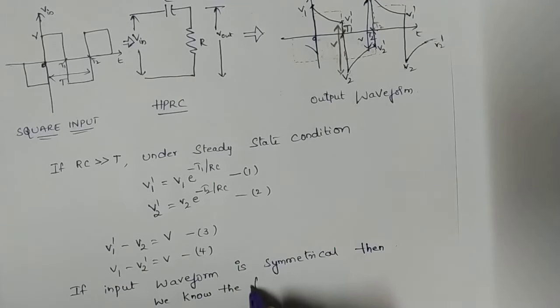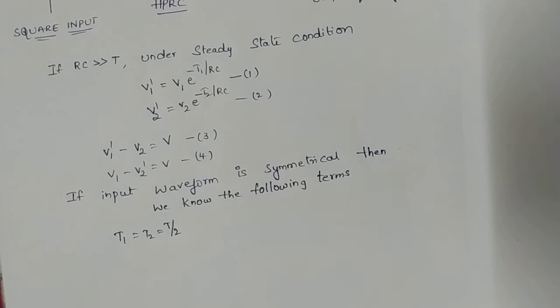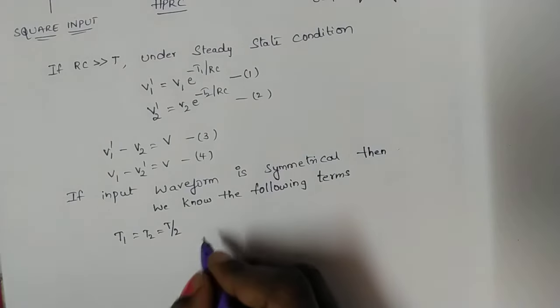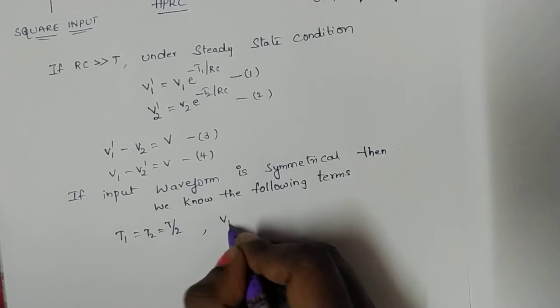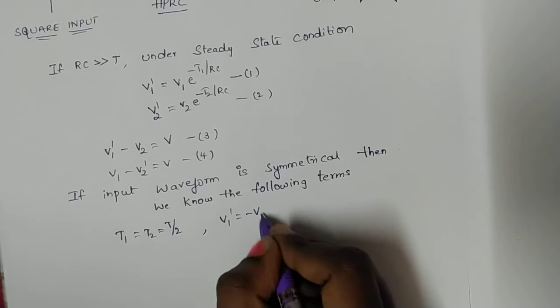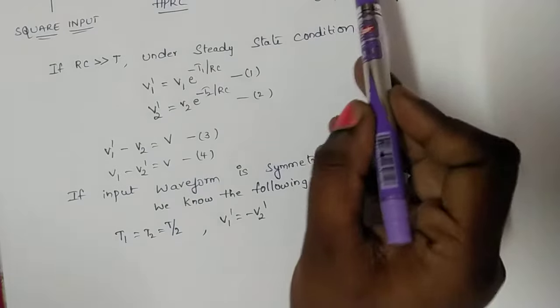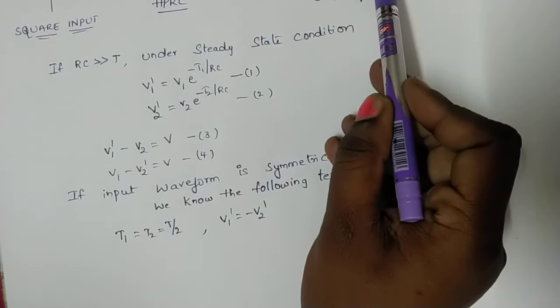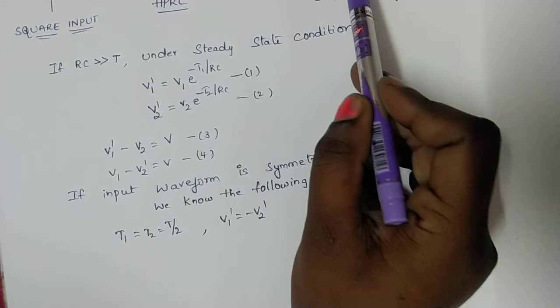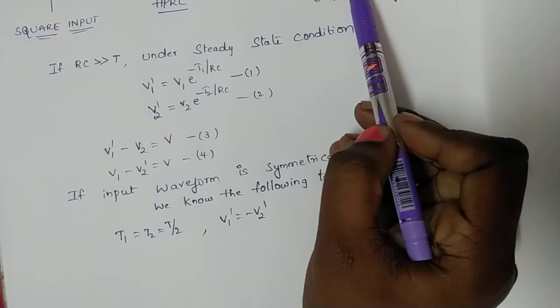Then we know the following terms. What are those? The time periods, that is T1 equal to T2 equal to T by 2. We all know T1 plus T2 equal to T, so if T1 equal to T2, then it is equal to T by 2. And also we know that V1 dash equal to minus V2 dash. The amplitude of V1 dash is equal to minus V2 dash. Similarly, V1 equal to minus of V2, which is on the negative side.